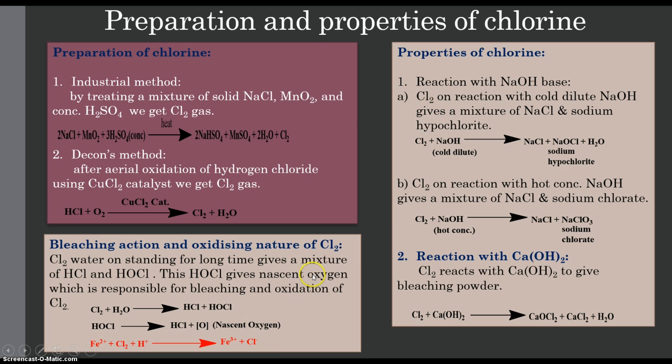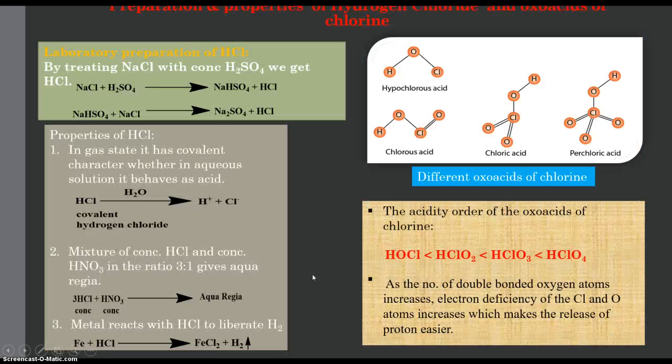reduced to Cl minus. Now let's move on to the preparation and properties of hydrogen chloride and the oxo acids of chlorine. First, the preparation of hydrogen chloride. Hydrogen chloride is prepared by treating NaCl with concentrated H2SO4, where in the first step NaCl reacts with H2SO4 to give NaHSO4 and HCl. In the second step, the NaHSO4 formed in the first step reacts with NaCl, sodium chloride, to give Na2SO4 and HCl.